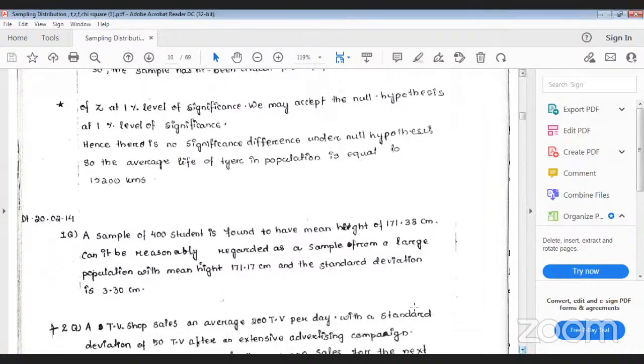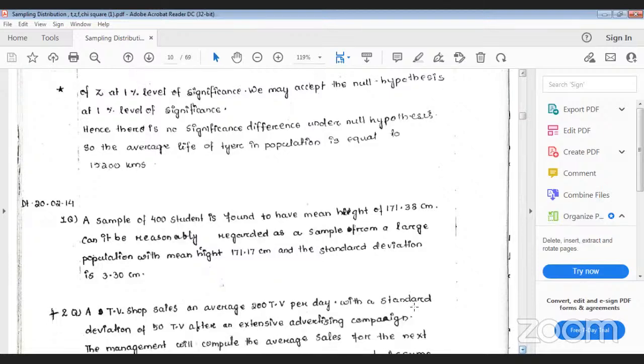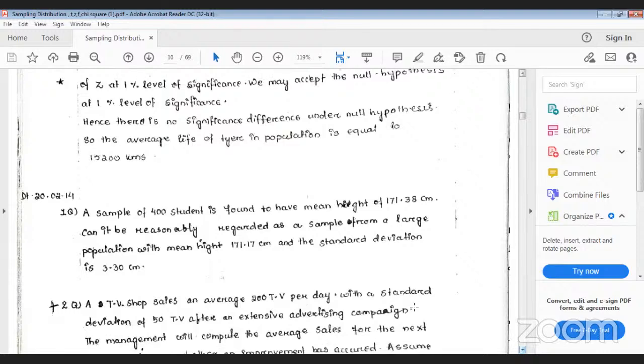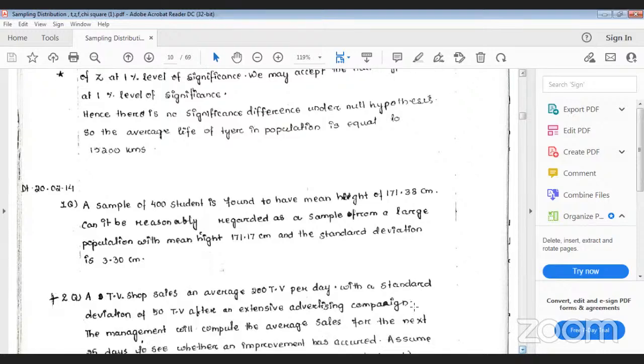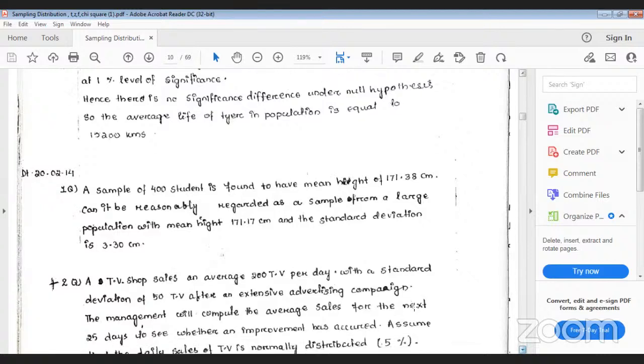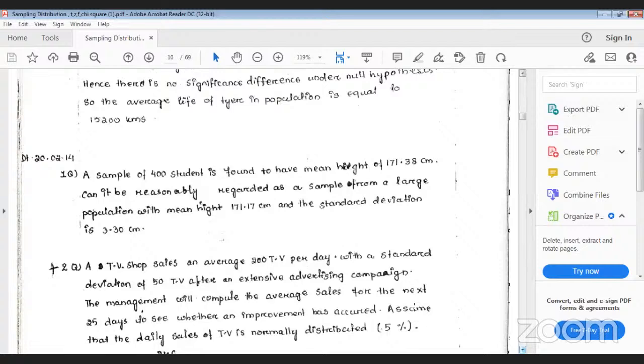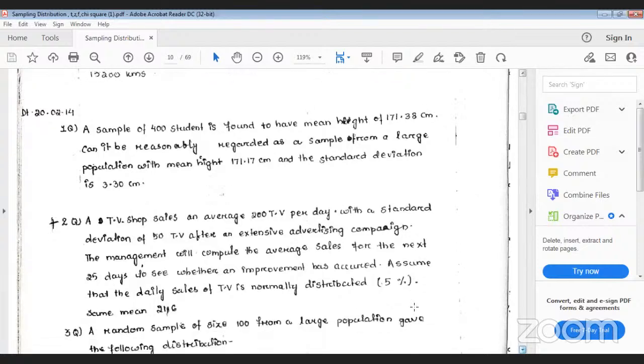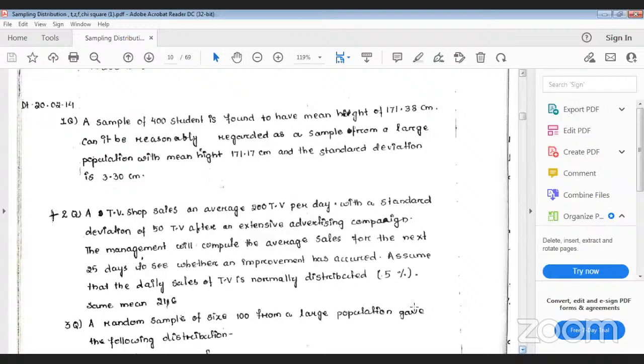A sample of 400 students is found to have mean height 171.38 centimeter. Can it be reasonably regarded as a sample from a large population with mean height 171.17 centimeter and standard deviation 3.30? This is your question and you have to solve it. I think you can do it, because the sample size is given as 400.